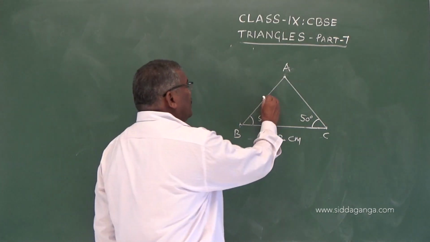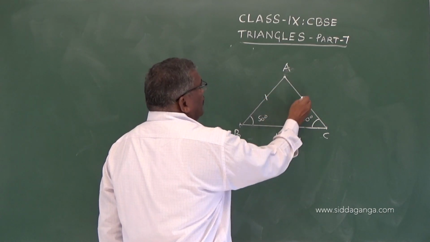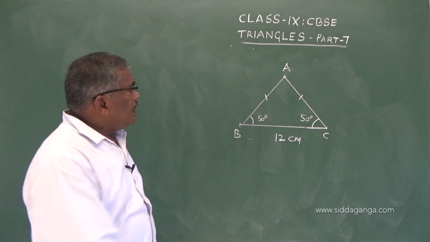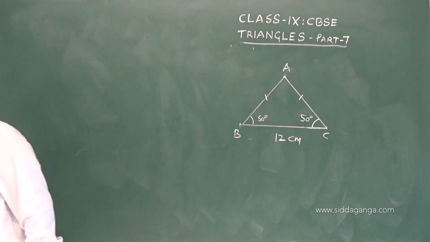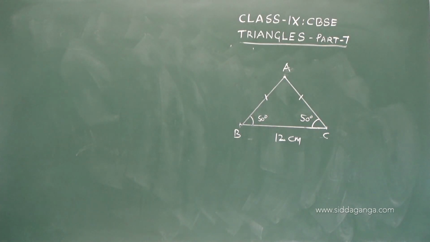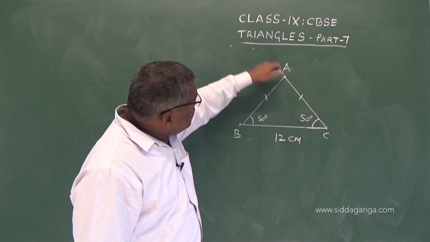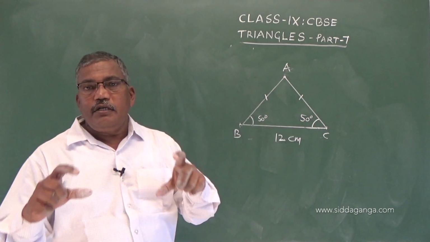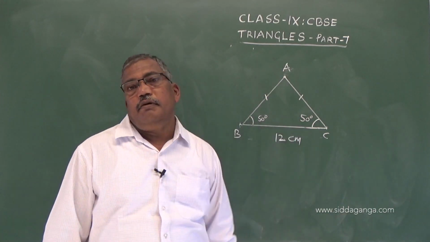Now I have to prove or examine whether AB is equal to AC or not, the reverse. So this we have to examine. So now what you do is, after constructing like this, you measure AB and AC practically and you will find that the side AB will be equal to AC.